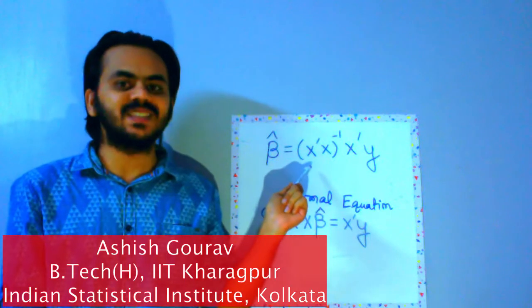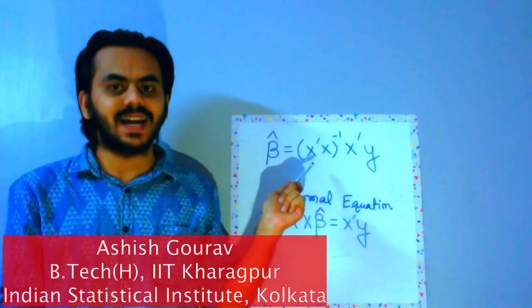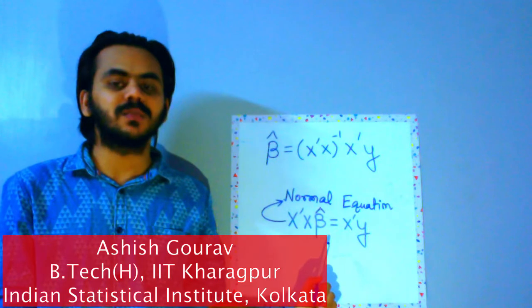This is the estimate for beta or beta hat, and this is the normal equation.